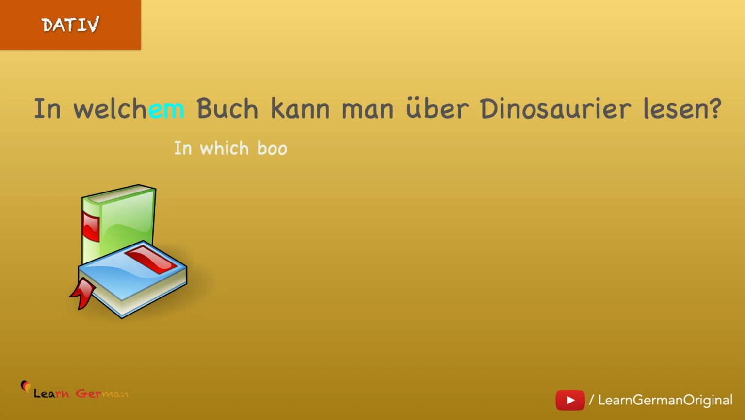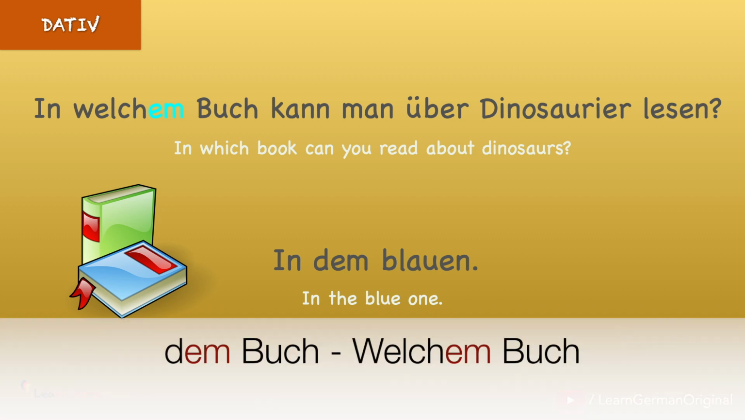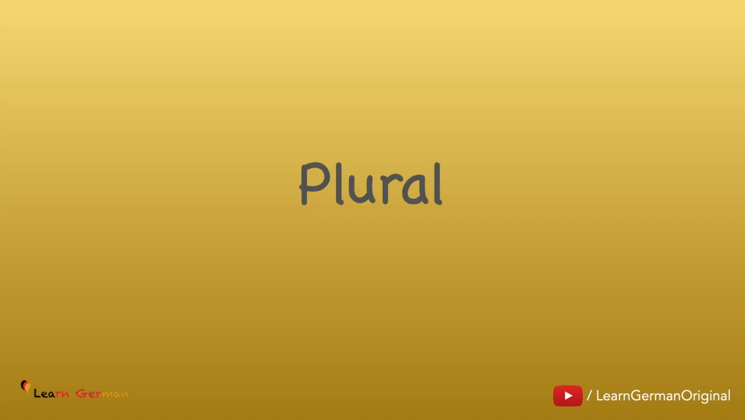In the dative case, however, das changes to dem. In welchem Buch kann man über Dinosaurier lesen? Since das Buch changes to dem Buch, welches Buch changes to welchem Buch. The ending em comes from the dative article dem. The answer is in dem Blauen. Let's move on to the plural article, which is die.